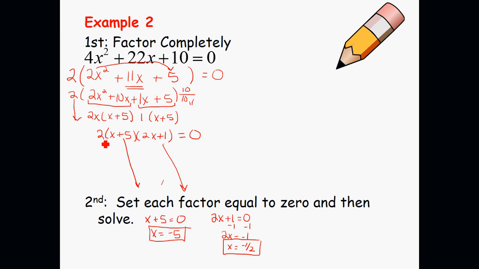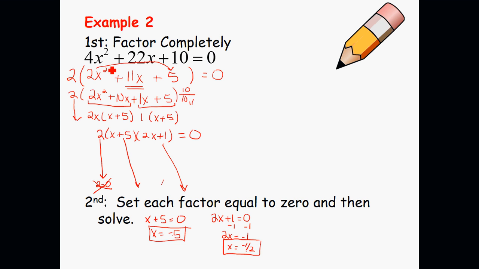Now what about this 2 in front? This guy, if I set that equal to 0, there's no x to solve for here. In fact, 2 doesn't equal 0. If this was 2x or 2 plus x, we could go ahead and solve that. But this just says 2 equals 0, and that's not true. So that's not going to give us a solution. The two solutions we got were from the x plus 5 and the 2x plus 1. They both led us to solutions of negative 5 and negative 1/2, okay?